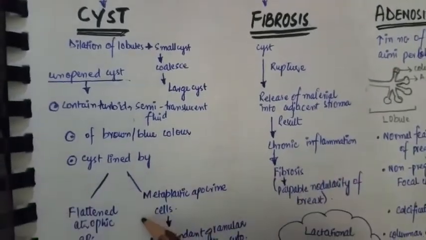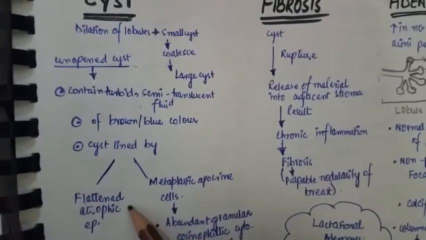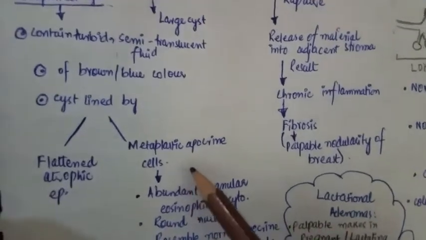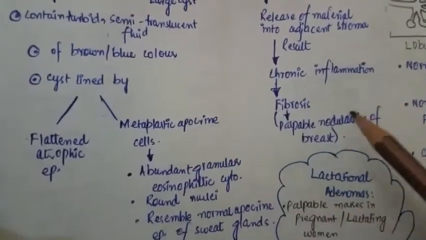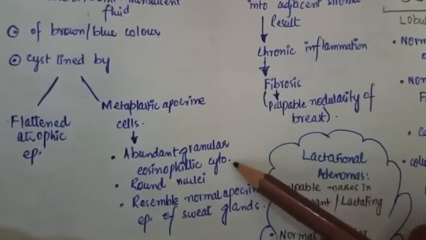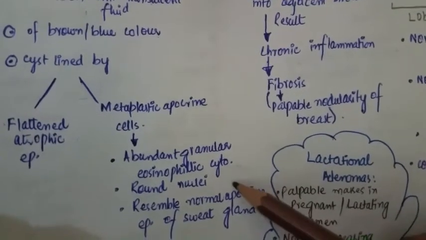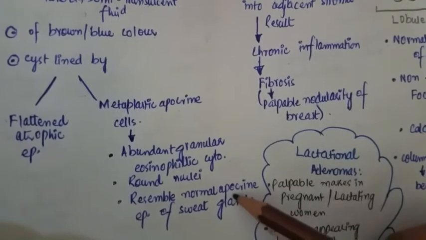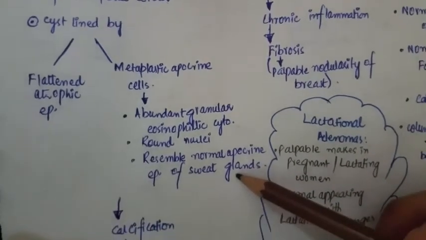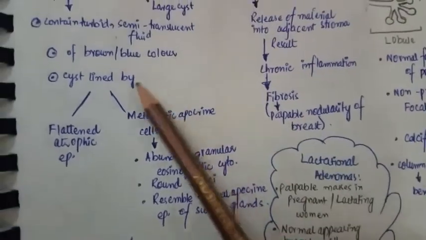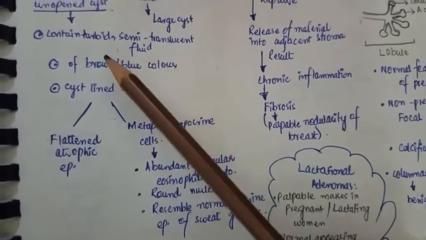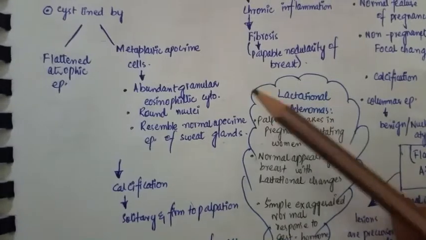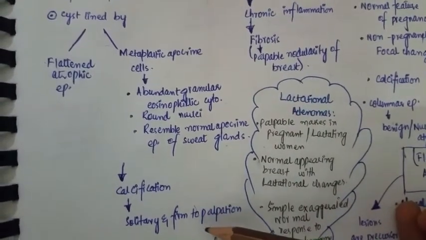Cysts are basically lined by flattened atrophic epithelium and metaplastic apocrine cells. Metaplastic apocrine cells have abundant granular eosinophilic cytoplasm and round nuclei. These resemble the normal apocrine glands and normal apocrine epithelium of the sweat glands. These two types of epithelium, or the cyst, can undergo calcification and form a solitary mass, firm to palpation.